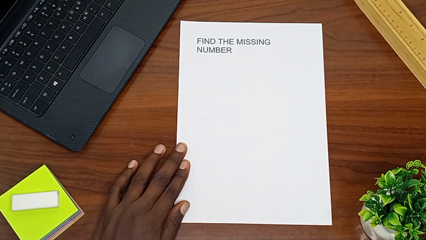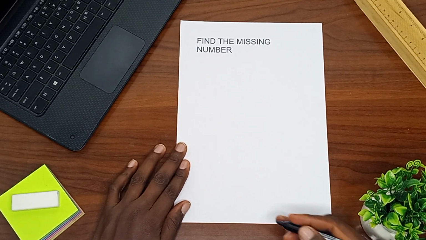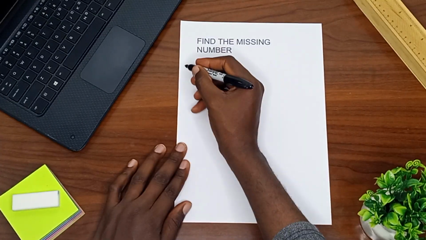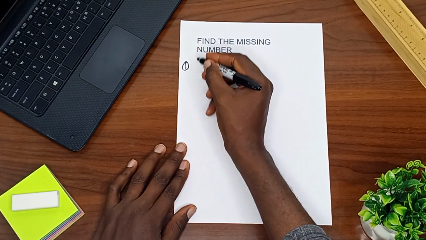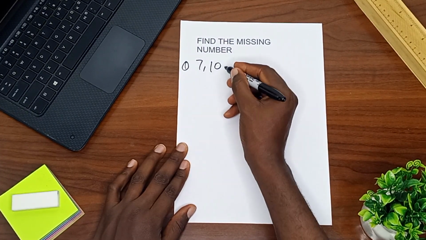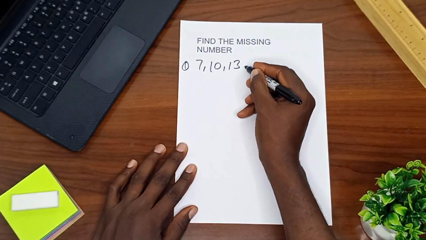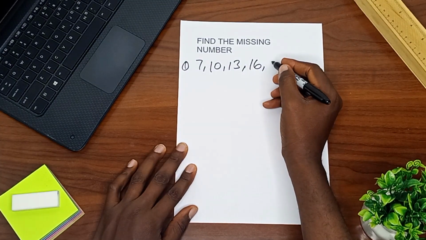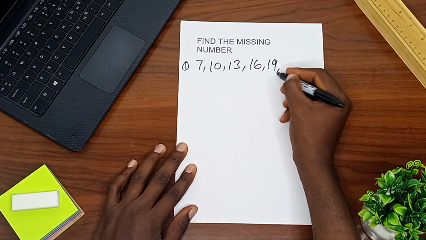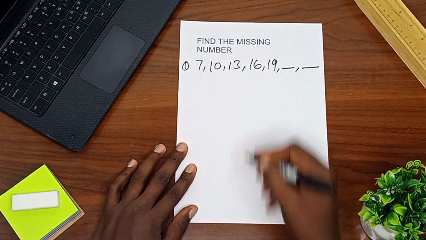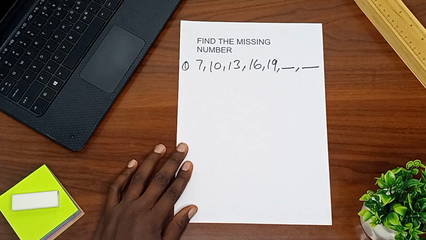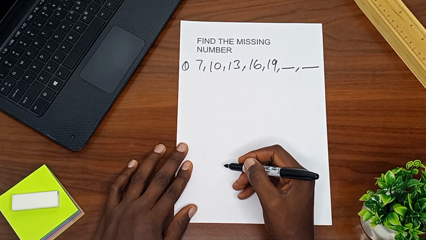From today, you are not going to struggle with finding the next number in the sequence. Let's take an example of 7, 10, 13, 16, 19. And we want to find the next two numbers in this sequence. It is very simple. Look at the relationship between 7 and 10.